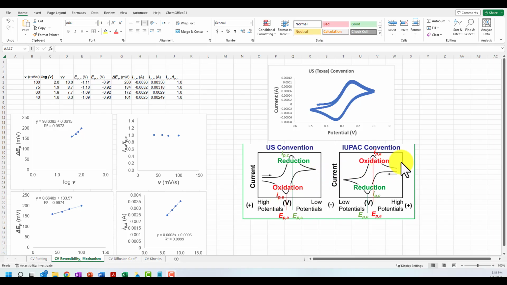So what you do to evaluate reversibility and mechanism is to fill out this plot. And so you'll have access to this template that you can modify. And so you will be inputting the EPC, so that would be the voltage at which the current is a maximum in the cathodic direction, which would be the positive current if you're using US convention here.